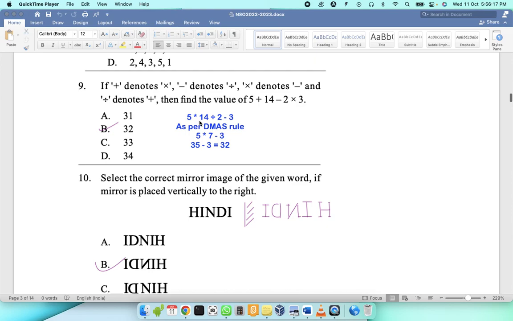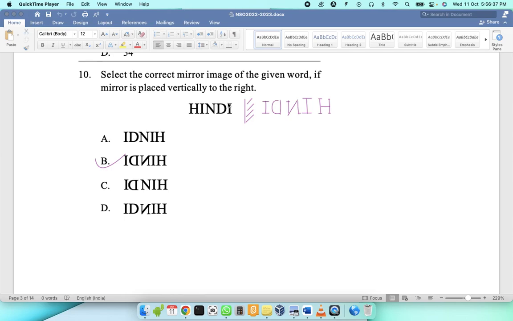Here we replace each symbol with the symbol it denotes and we solve this equation as per the BODMAS rule and get 32. Now we have to find the correct mirror image of the given word Hindi. We know that each thing placed in front of the mirror is laterally inverted. So B is the answer.